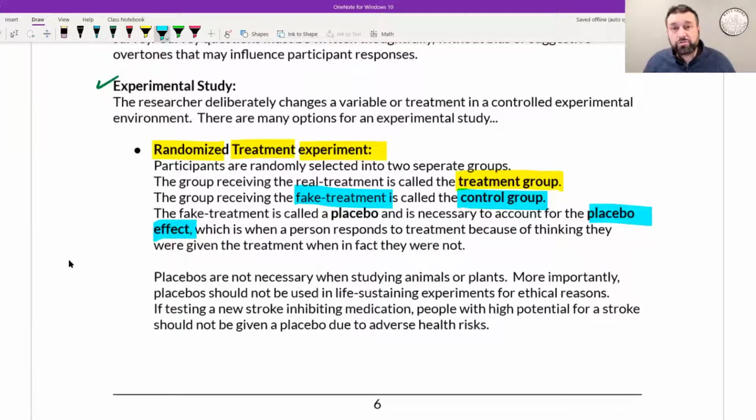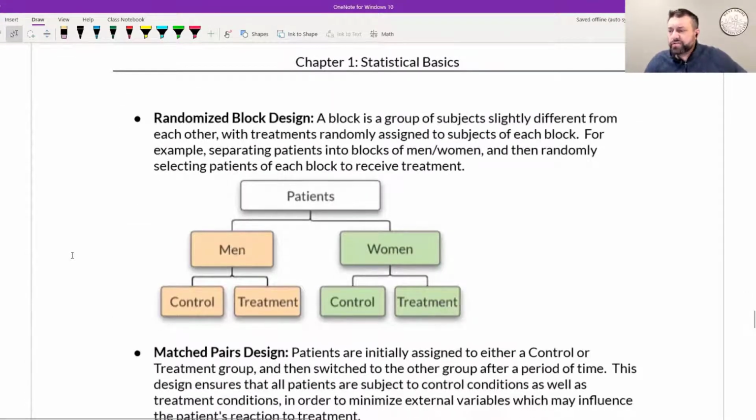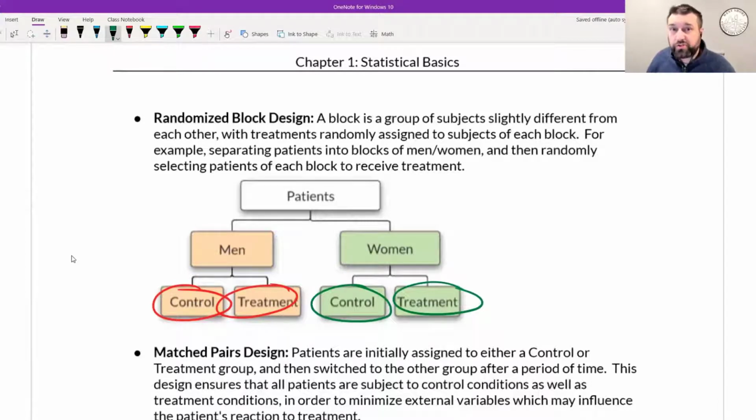And so what we need to do is be able to tease those apart. Make sure that we know who's getting the real treatment and who's receiving the placebo, and see what the results are. Okay. That's a randomized treatment experiment. And so we can do this a couple different ways. Here's one example where you take the men, and half of the men receive the control, the sugar pill, the other half receive the treatment. And then you look at the women, and half of them receive the control, the other half receive the treatment. And then you compare the results afterwards, right?